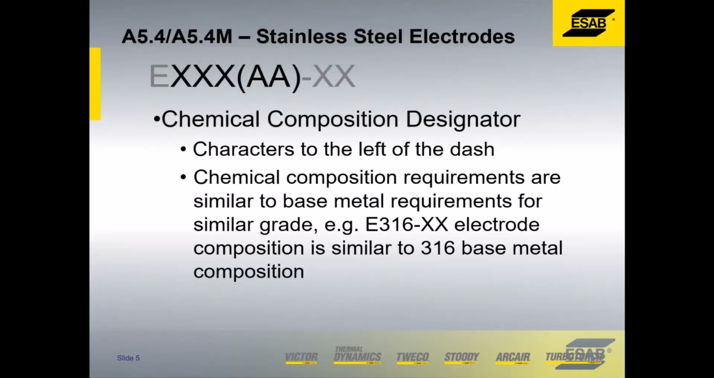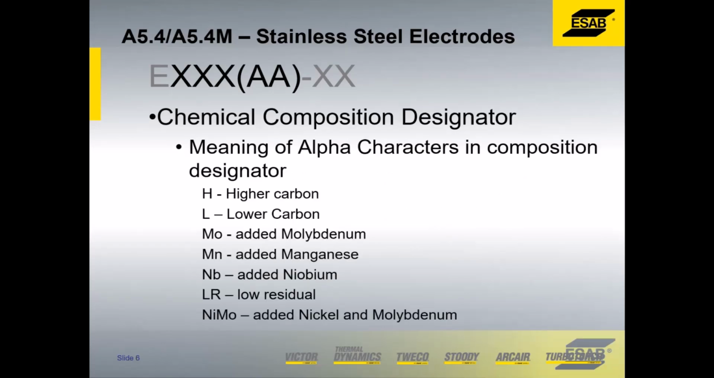So just like in A5.1, you're going to have an E, meaning this is an electrode, meant to carry the current. And then the next digits are going to be your grade of steel, broken out by chemistry. So the example here would be E316. So that would be a 316 grade of steel. You could have a 317, a 347, etc. It just depends on the chemical composition that you're looking for.